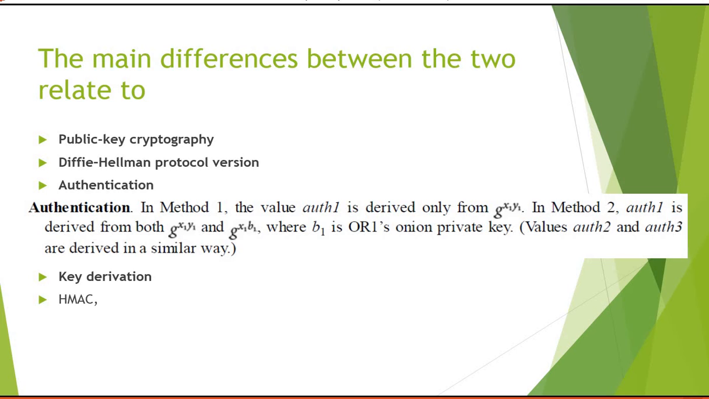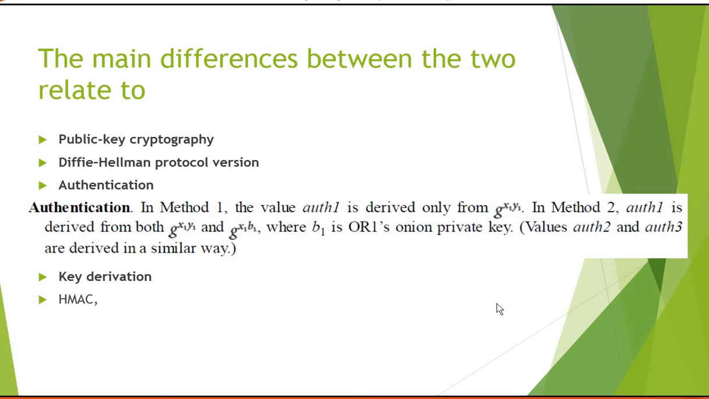I told you g^x1 will be generated by Alice, and g^y1 will be generated by the onion router. Now the authentication information will be calculated using the key g^x1y1.